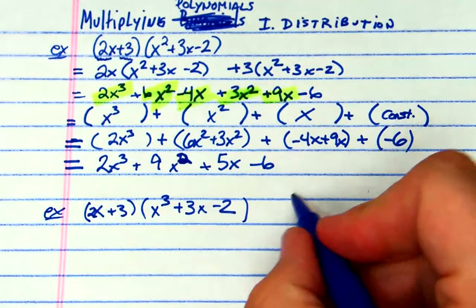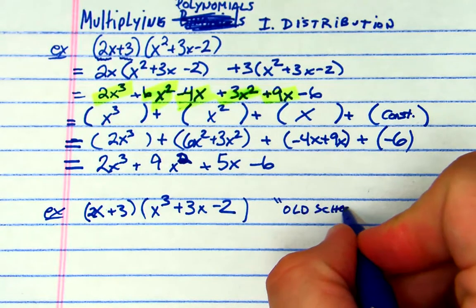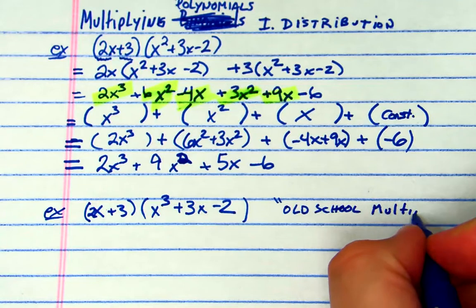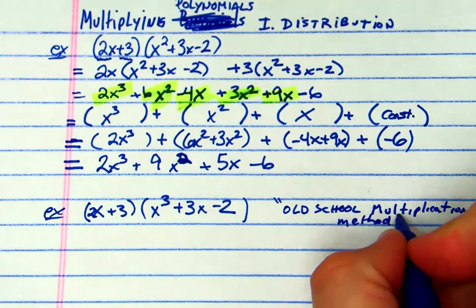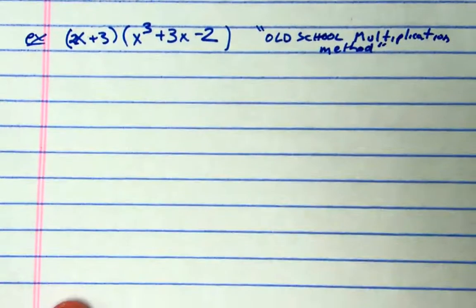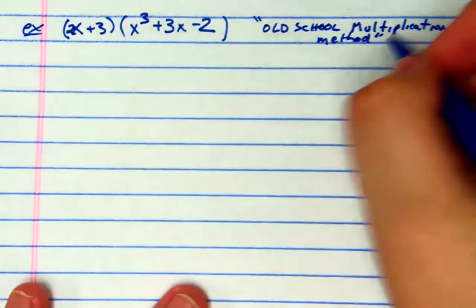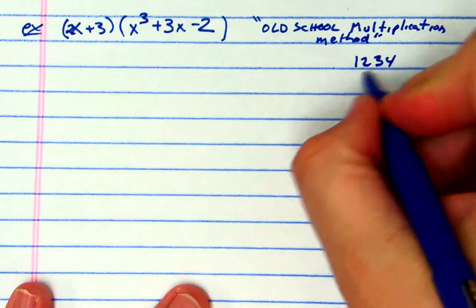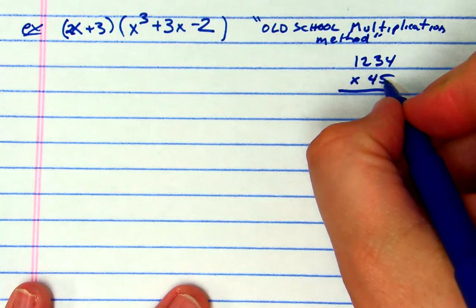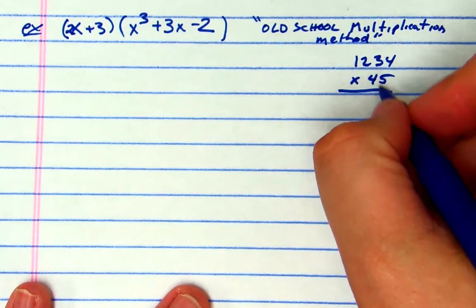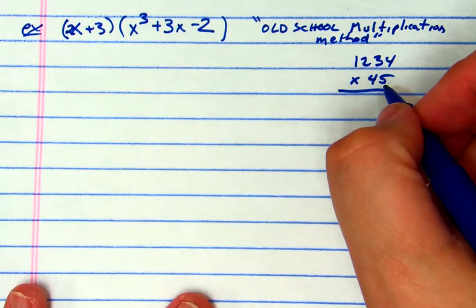And this is what I'm going to call, this is not the mathematical term, the old school multiplication method. I call it this because it mimics multiplication by big numbers. For example, if you have 1234 times 45, you multiply by 5 times 4, then 5 times 3, 5 times 2, 5 times 1, then a 0, then 1 times 4, 1 times 3, 1 times 2, 1 times 1. And we'll be able to work there.